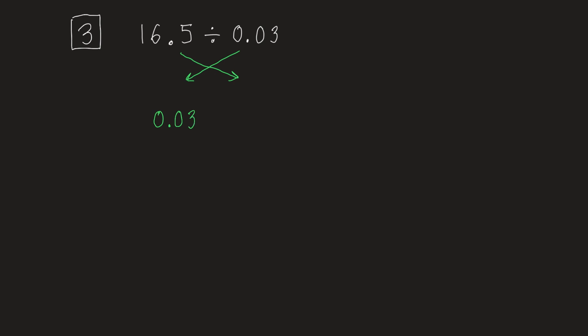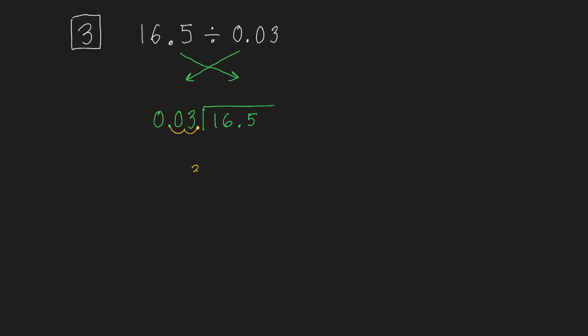0.03 is on the outside now, and 16.5 is here. Next step, we need to get rid of this decimal on the outside. We don't divide with divisors on the outside that have a decimal, so you have to move it 2 places to get it at the end. What's so special about the end? If you put a decimal at the end of a whole number, you can just get rid of it. It doesn't do a thing then.